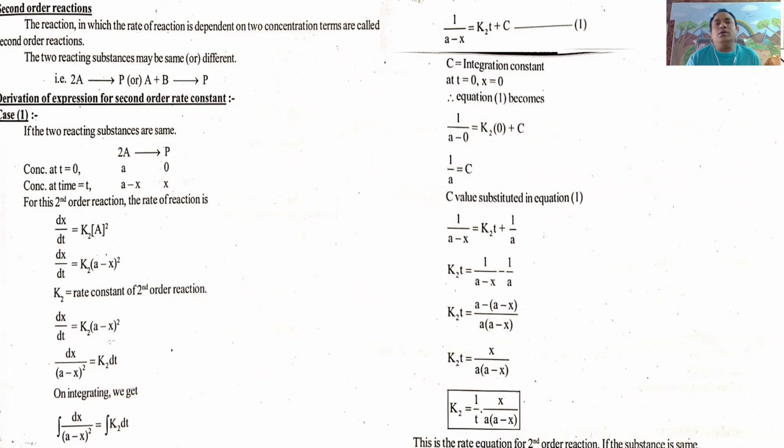Here, with this, that is the first order rate constant equation derivation, the characters of first order reaction, that is derivation of units for first order rate constant and derivation of relation between the half-life period and first order rate constant. Third one, that is evaluation of rate constant by graphical method.